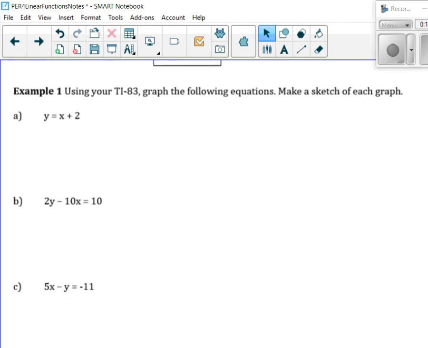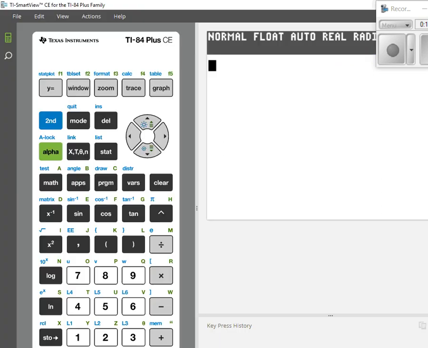Now we're going to type this into our graphing calculator. Do you remember how to graph or type this in? y equals x plus 2. So where do we go to do that?